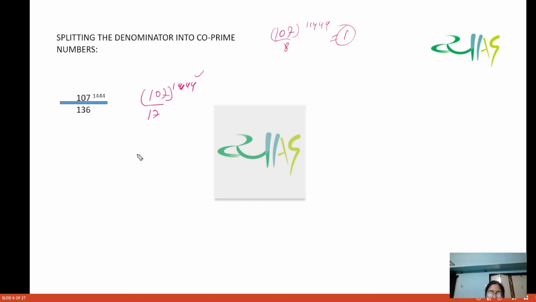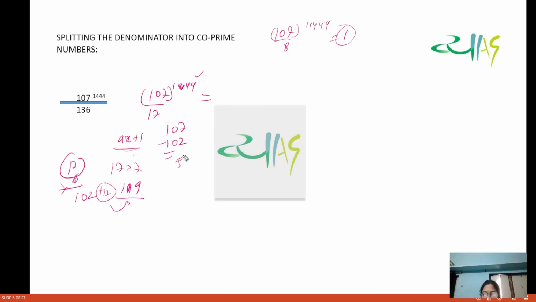Now see, this is again not coming in the form of 17x plus 1. How? See this 17, when you multiply 17 into 6, that is coming equal to 102. And 17 into 7 is 119, just add 17 here. We cannot make it in the form of 17x plus 1. So 107 minus 102, you are going to get 5 as remainder. So now you have 5 to the power 1444 by 17.